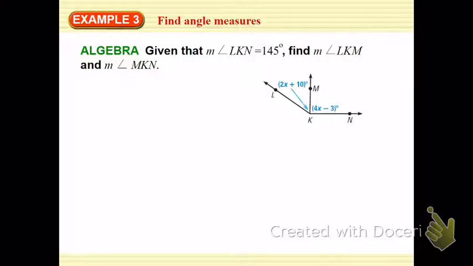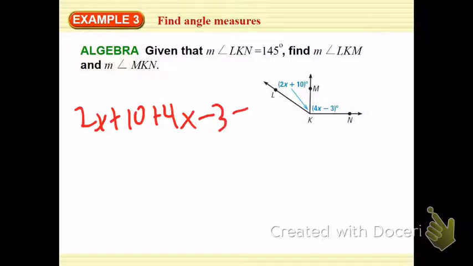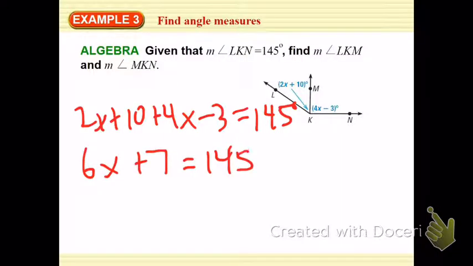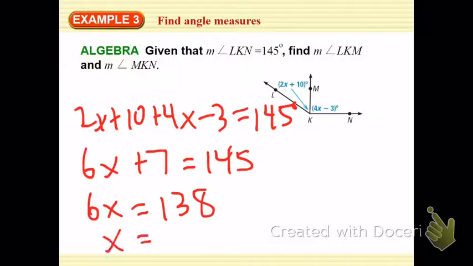So you would say we do 2x plus 10 plus 4x minus 3 equals 145. Right? So that's going to be 6x plus 7 equals 145. And so 6x equals 138. Right? So that means x equals 23.